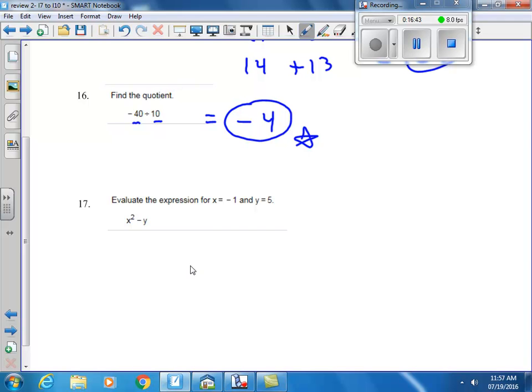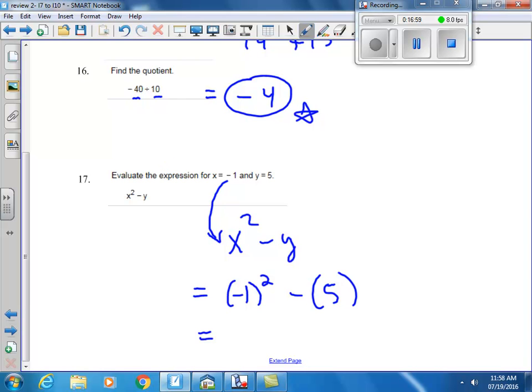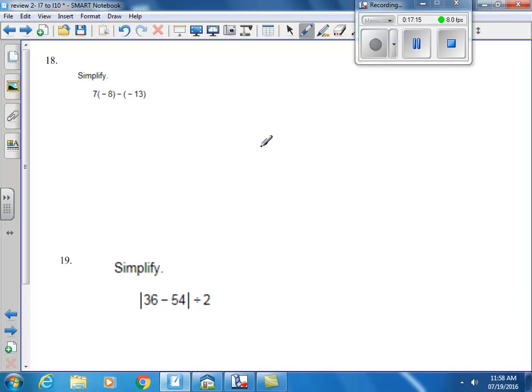For 17, we'll more plug and chug. I have to plug negative 1 in for x, so I'm going to make sure I have parentheses around my input, especially when dealing with negative numbers. Negative 1 squared, written like that, shall be positive 1, and 1 minus 5, or 1 lose 5, is negative 4. Okay, moving on to the next one.